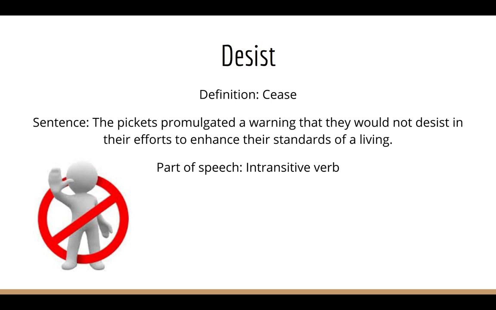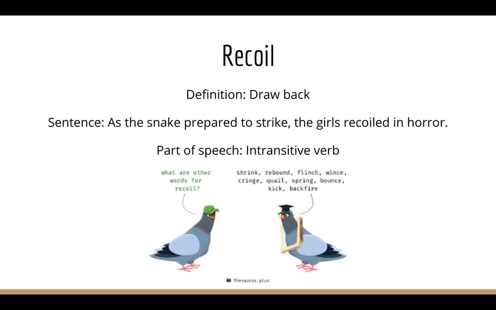The next word is Recoil. Recoil has two definitions, and they're both pronounced differently. So recoil can be a verb and a noun. The verb means suddenly spring or flinch back in fear, horror, or disgust, or draw back. The noun recoil is pronounced like that, and it means the action of recoiling.